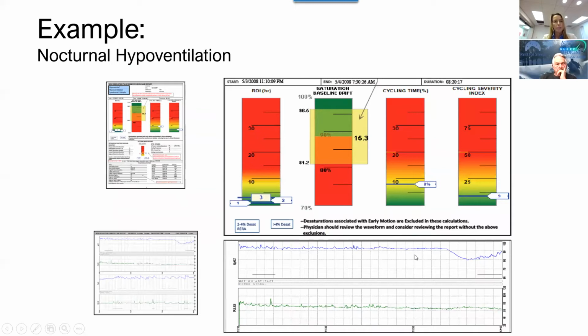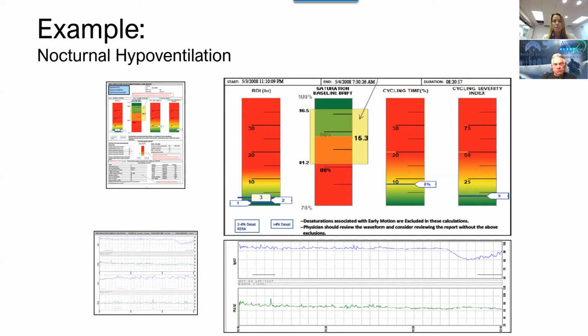I will say with the baseline drift, in some situations you may have artifact impacting that. If you do multiple nights and you only see a low saturation baseline drift in one of the nights, typically I would look at the raw data, to see if there's a substantial shift in the baseline oxygenation that occurred immediately or right after some kind of error or movement. That can indicate that maybe that's not a true measurement in those situations. That artifact may be playing into that.